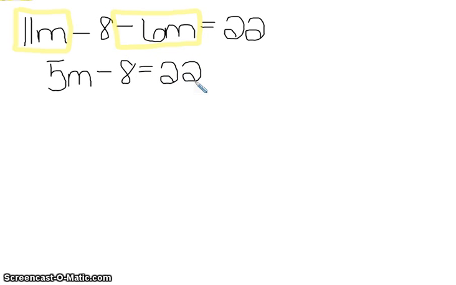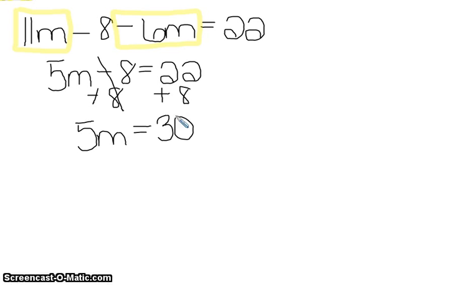So hopefully that first step of combining like terms was pretty simple, and now you're down to a two-step equation. The inverse of subtracting 8 is to add 8, making sure to add 8 on both sides of my equal sign. So this gives me 0. I'm left with 5m equals 30. Then the inverse operation of multiplying by 5 is to divide both sides by 5. So m equals, make sure you divide 30 by 5.